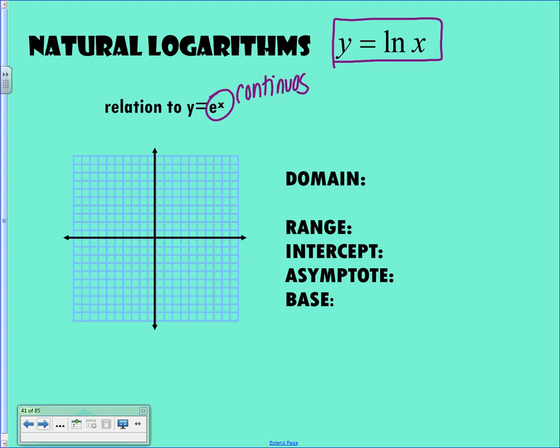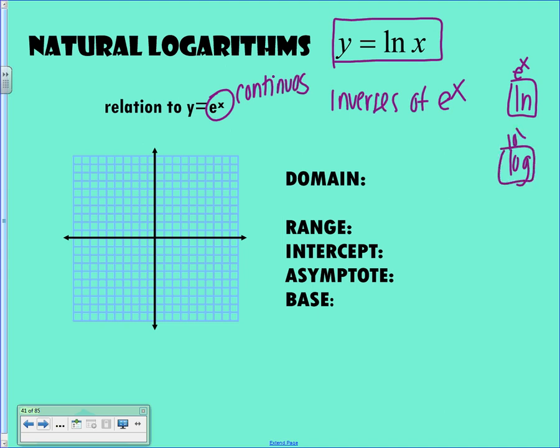Okay, so this one is the inverse of e to the x. So these two are inverses of e to the x. Okay, and how are you going to remember that? Well, on your calculator, you have an ln button, and then e to the x was attached to that. You also have a log button, and the short one is 10 to the x. The reason those buttons are the same is because they're inverses of each other. So that's kind of nice.